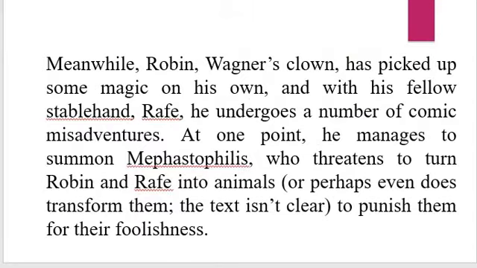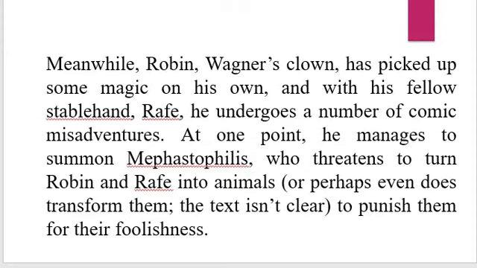Meanwhile, Robin, Wagner's clown, has picked up some magic on his own, and with his fellow, the stable hand Raffi, he undergoes a number of comic misadventures. At one point, he manages to summon Mephistopheles, who threatens to turn Robin and Raffi into animals, or perhaps even does transform them. The text is not clear. This is to punish them for their foolishness.